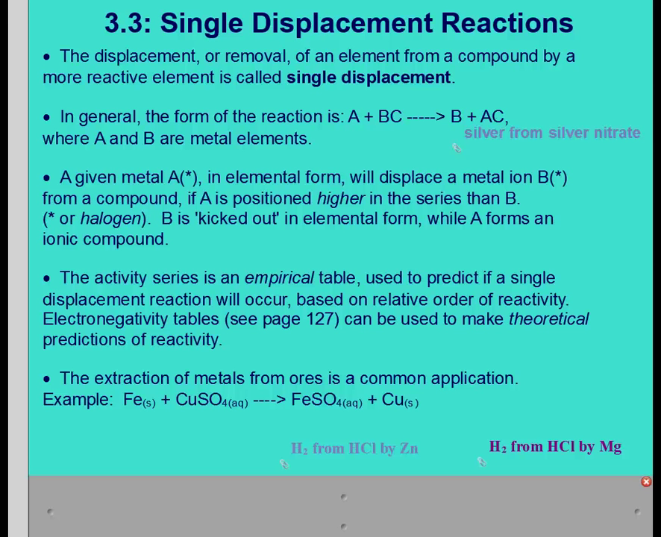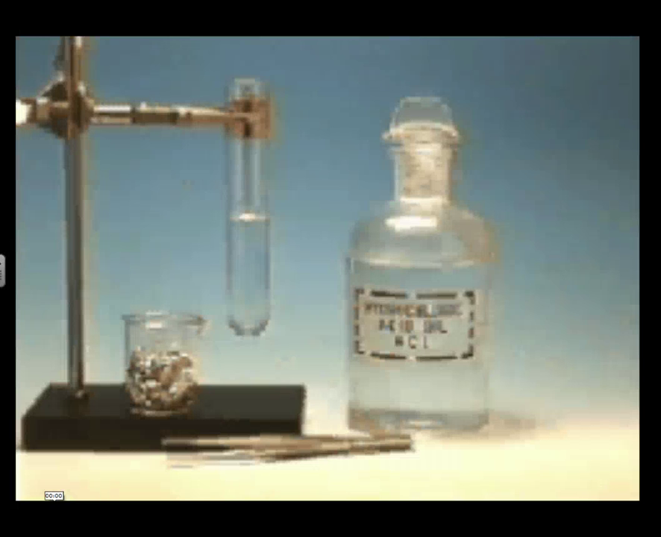The example shown would be to displace copper, for use in household wiring and other applications, as an element from copper sulfate using an active metal, iron. Okay, extraction of metals is a useful application of single displacement.